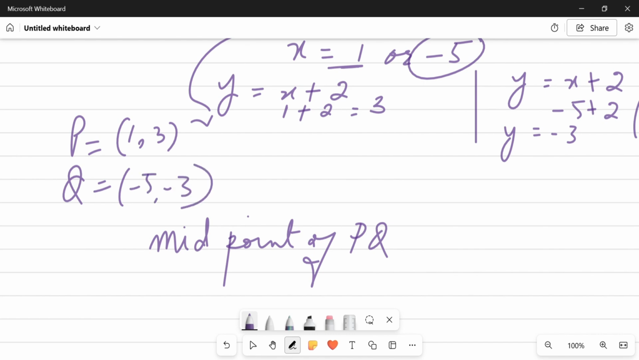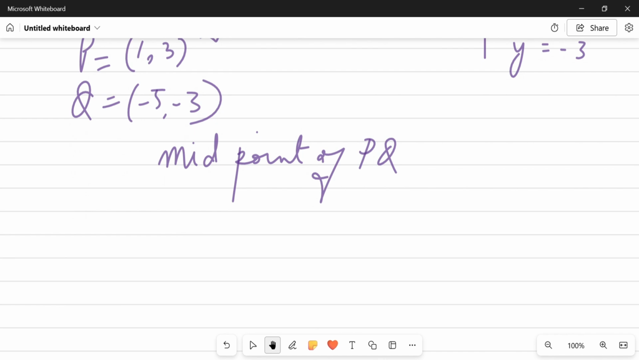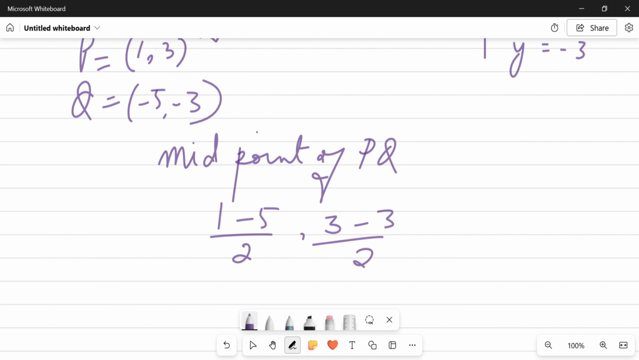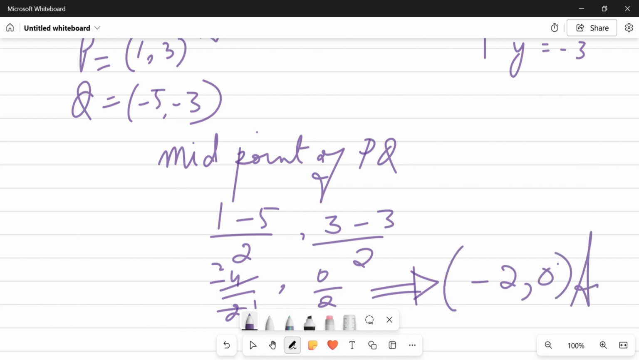What is the formula for the midpoint? The midpoint formula is (x1 plus x2)/2, and (y1 plus y2)/2. So x1 is 1 plus minus 5 over 2, and y: 3 plus minus 3 over 2. When you solve it, it gives you minus 4 over 2, and here it gives you 0 over 2. So the answer: the x coordinate is minus 2, and 0. These are the midpoint of PQ.